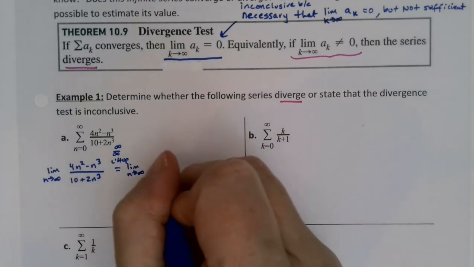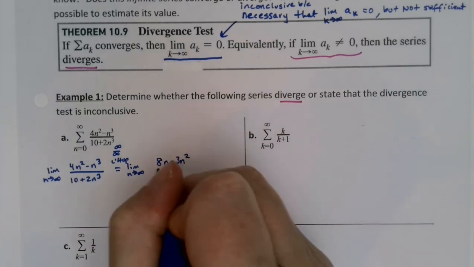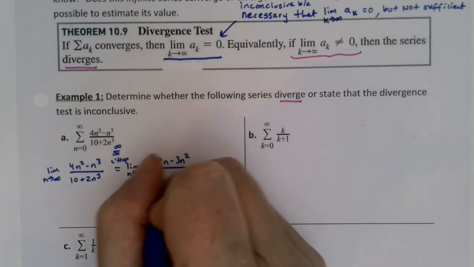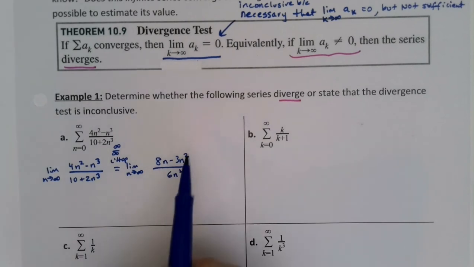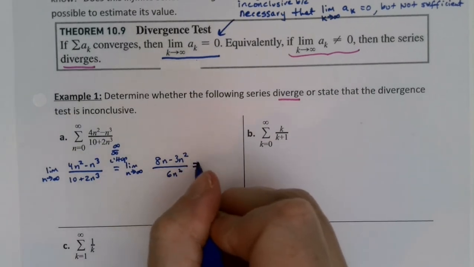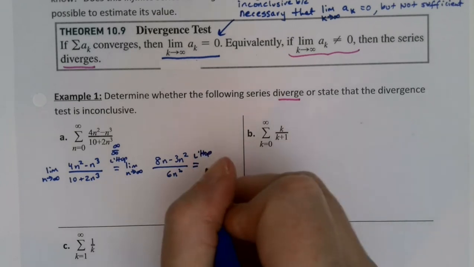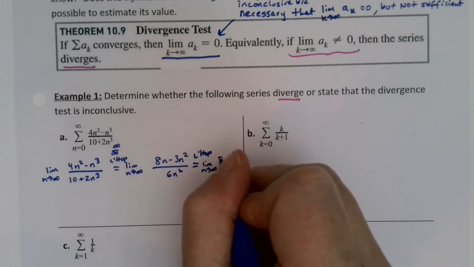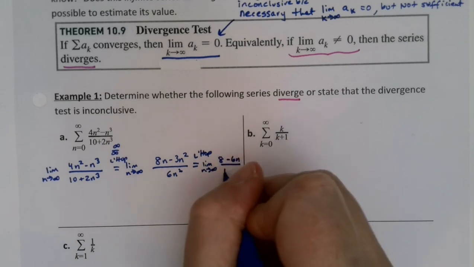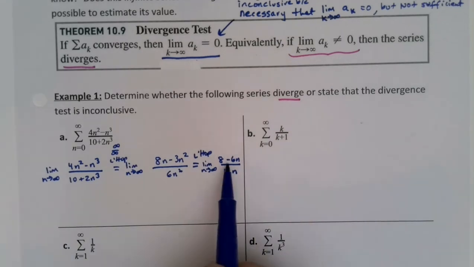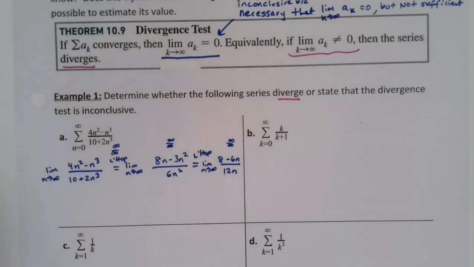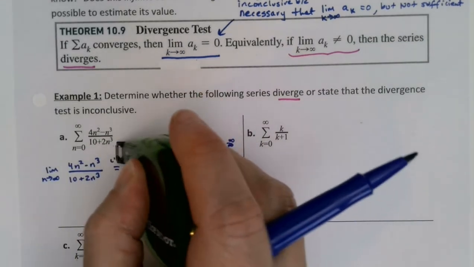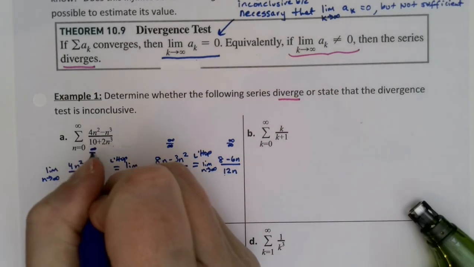So that would be 8n minus 3n squared over 6n squared. It's still infinity over infinity. So therefore I would do another L'Hopital's rule. And it would be the limit as n goes to infinity of 8 minus 6n over 12n. That's still infinity over infinity. Technically, it was the beginning part that was infinity over infinity. So this one is infinity over infinity.